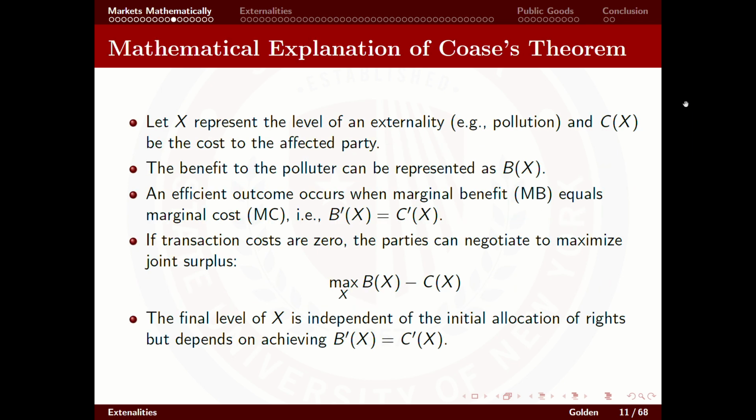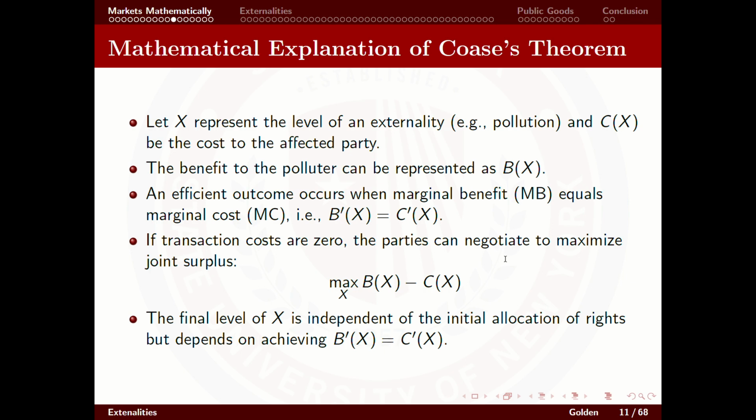So, a mathematical representation of Coase's theorem: let X represent the level of an externality and C of X be the cost of the affected party. The benefit to the polluter can be represented as B of X. An efficient outcome occurs when the marginal benefit equals the marginal cost. So B prime of X, the derivative of the benefit, is equal to C prime of X. If transaction costs are 0, the parties negotiate to maximize joint surplus.